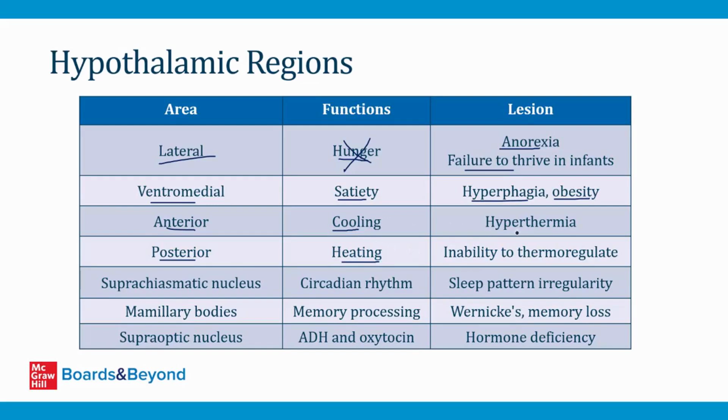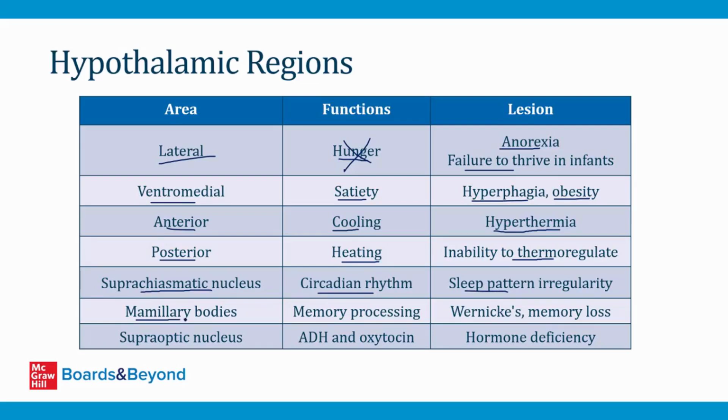So if you have a lesion of the anterior hypothalamus, that will lead to hyperthermia, and this sometimes happens to patients who have large strokes. They damage the hypothalamus and their body temperature begins to rise. If you have a lesion of the posterior hypothalamus, you will lose the ability to thermoregulate and the temperature can go up and down. The suprachiasmatic nucleus of the hypothalamus gets its name because it's found just above the optic chiasm. It's important for maintaining our circadian rhythm, and so lesions here will lead to problems with sleep.